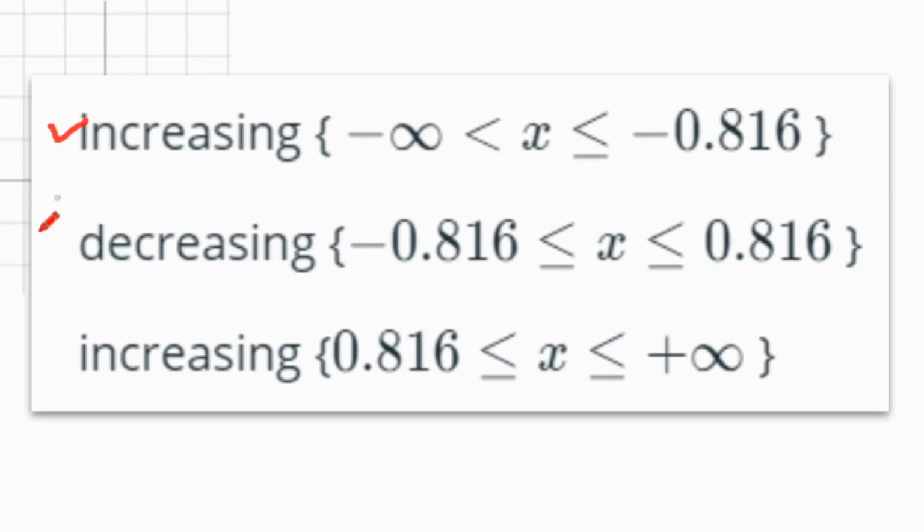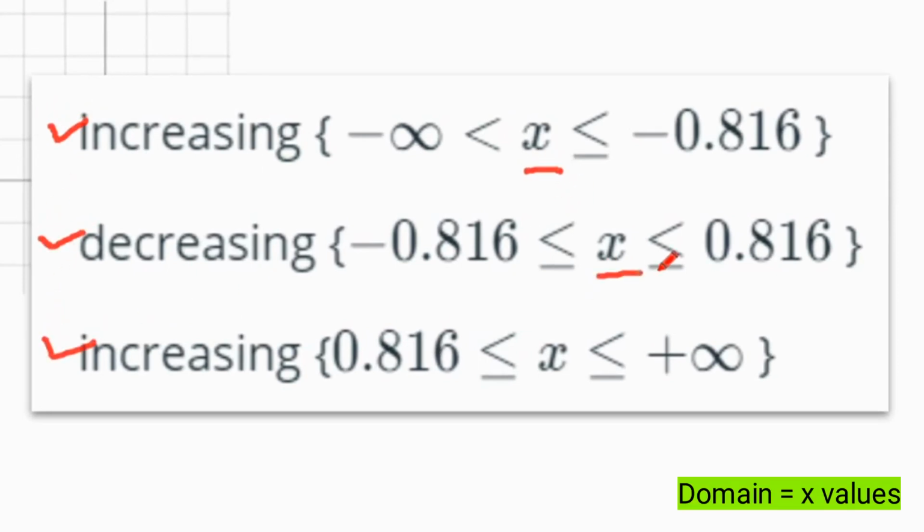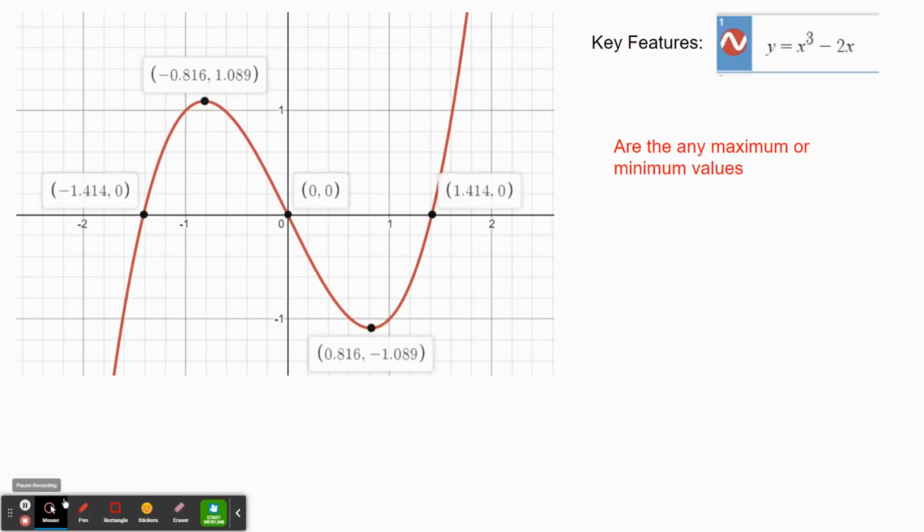Notice how for each one of these, I'm talking about the x. Where in the domain is the function increasing or decreasing? Are there any maximum or minimum values? Maximum and minimum values are obviously the high and the low points on the graph. Where's the highest point on this graph? Where is the lowest point on this graph? Well, it's kind of tricky because there is a high point, but it's not the highest point.